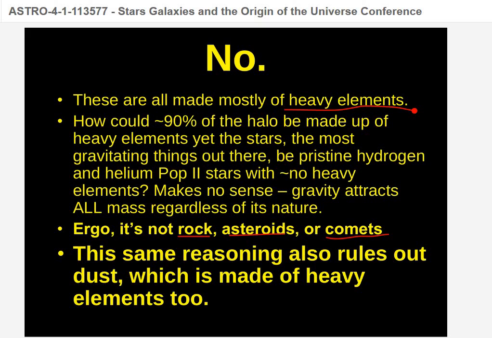Okay, they can't be made up of hydrogen and helium purely, because hydrogen and helium doesn't make rocks, asteroids, and comets. The large majority of the mass of each of these things is in heavy elements. So then we ask, well, wait a minute, there are stars out there. There's stars in the halo of our galaxy. We know what they're made of. We talked about that. They're POP2 stars. They're stars with no heavy elements. They're made up of almost pure, pristine hydrogen and helium that came right out of the Big Bang.